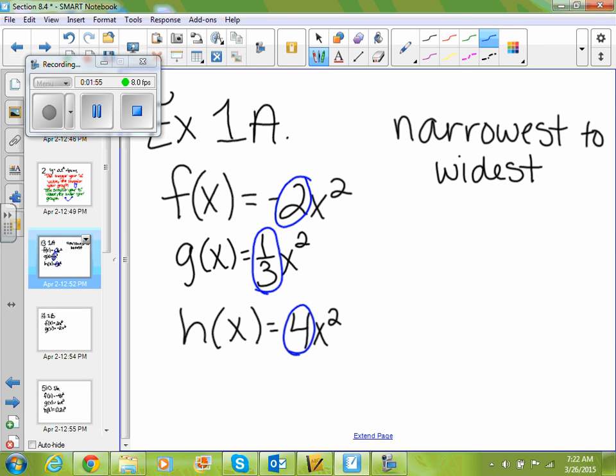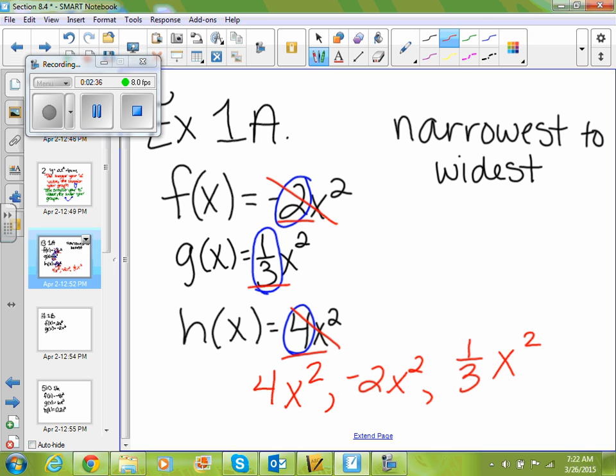And so we need to pick the biggest a value because that's going to be my skinniest graph. Well, my biggest a value is 4, so I know 4x squared is my skinniest graph. Okay, then I know that my next biggest a value, because I'm ignoring that one, is 2. So negative 2x squared comes next. Which leaves then my smallest a value, which is my widest graph, of 1/3, so 1/3 x squared comes last.